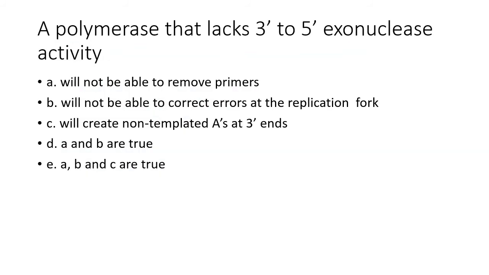Okay, a polymerase that lacks 3' to 5' exonuclease activity will not be able to remove primers, will not be able to correct errors at the replication fork, will create non-templated A's at the ends. A and B are true, A, B, and C are true. Answer B. Good.